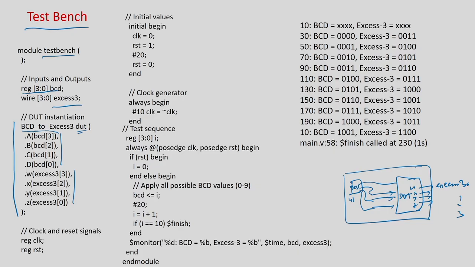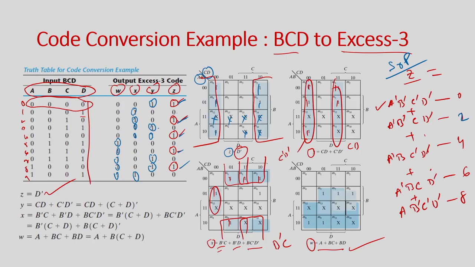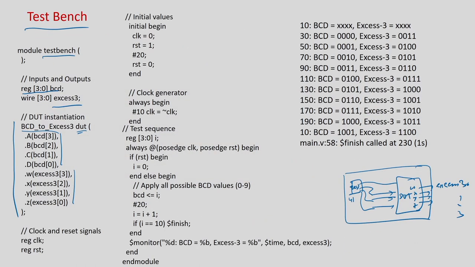So for example, if you see this diagram, your D is the LSB, C is the second bit, B is the third bit, and A is the 4th bit. So I make the connections exactly that way, right? I just put 0 to the D port, 1 to the C port, 2 to the B port, and 3 to the A port.